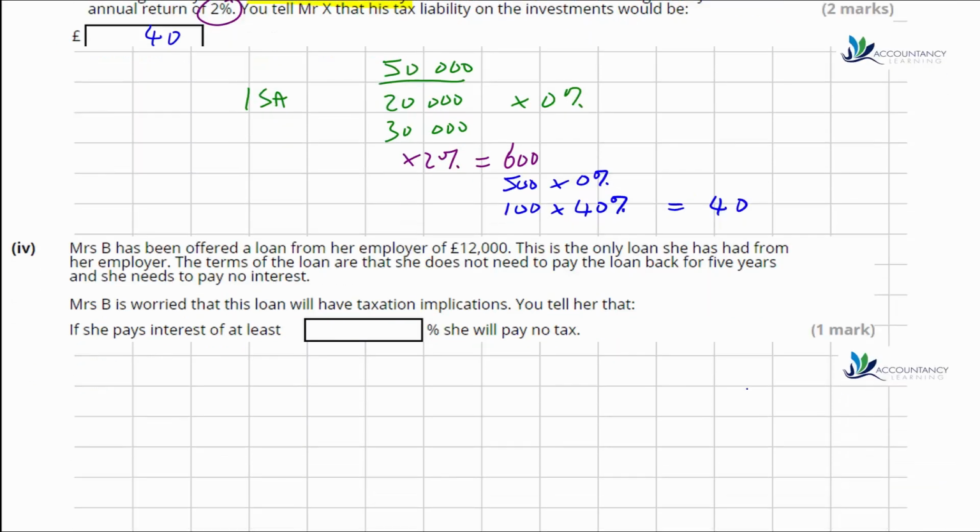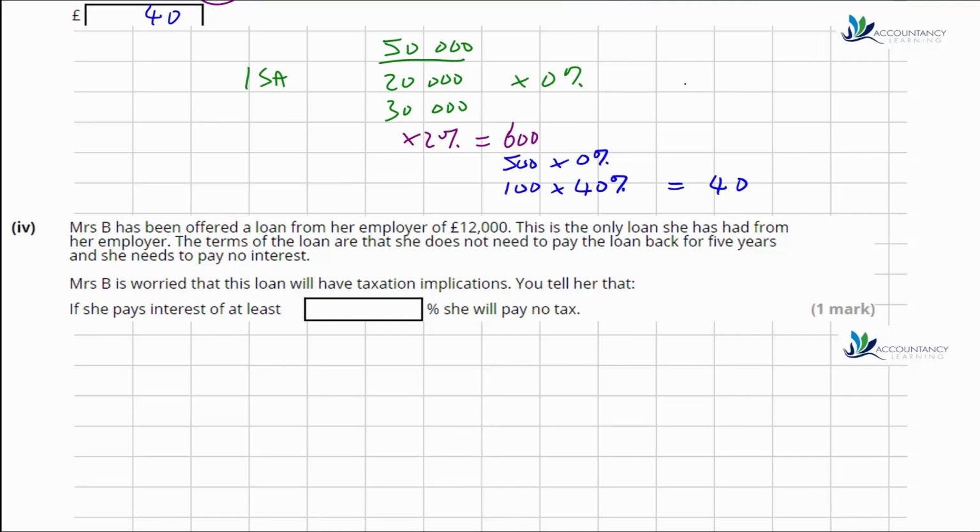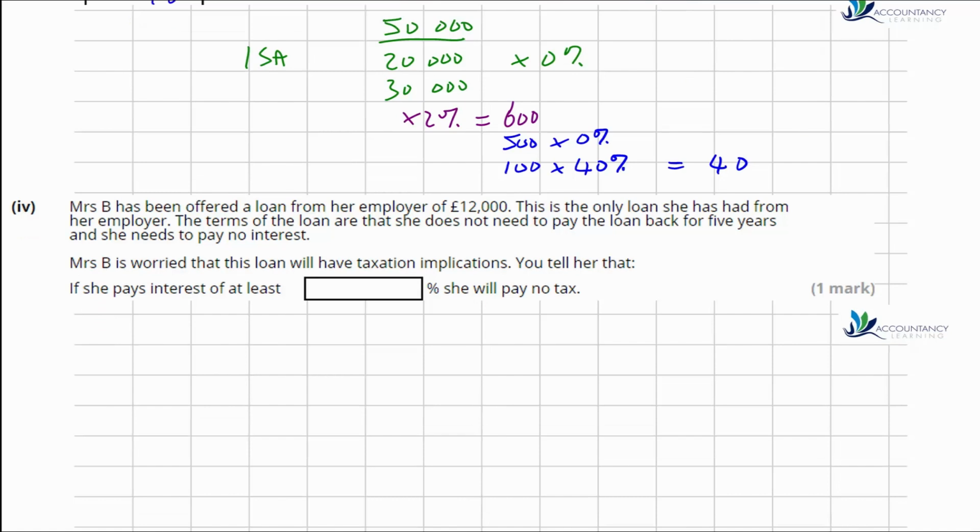And let's have a look at the last part now. So Mrs. B has been offered a loan from her employer of £12,000. This is the only loan she has had from her employer. The terms of the loan are that she does not need to pay the loan back for 5 years, and she needs to pay no interest. So Mrs. B is worried that this loan will have tax implications. So you tell her that if she pays interest of at least something percent, she will pay no tax.